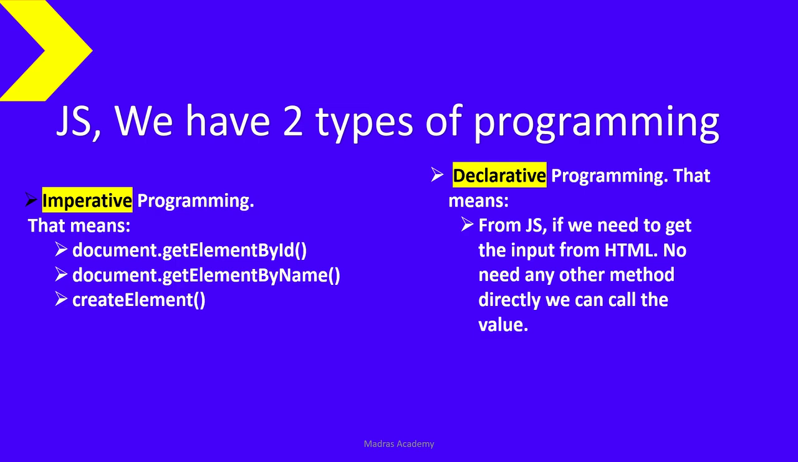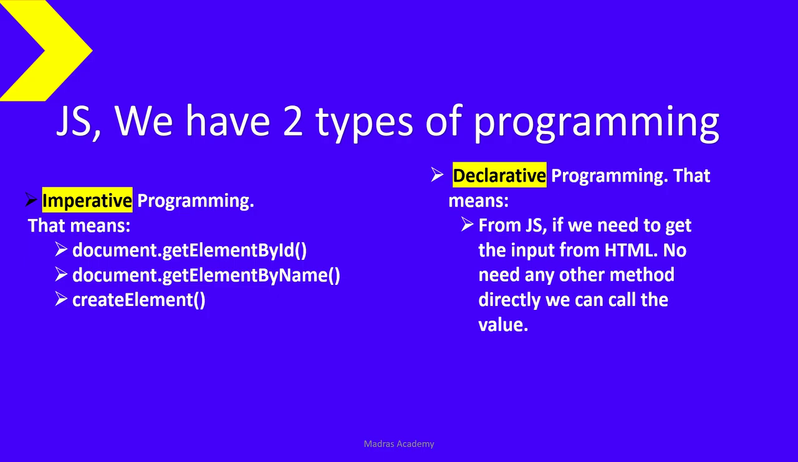That we already learned, right? In the same way, createElement. Like this, we have lots of methods. So if I'm going to get the value from HTML to JavaScript, we need to use these methods. Then only can we collect the value from HTML to JavaScript. This type of logic is called imperative programming.